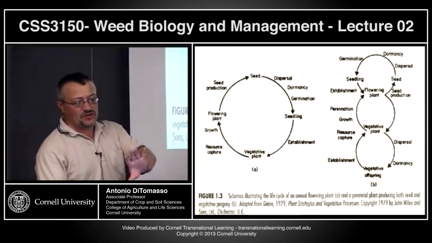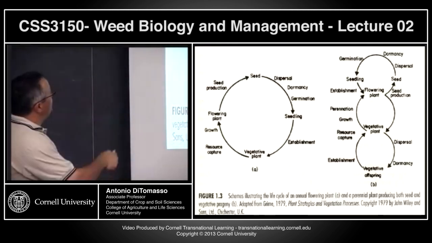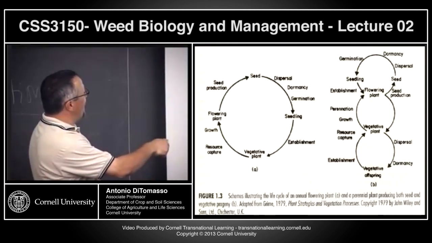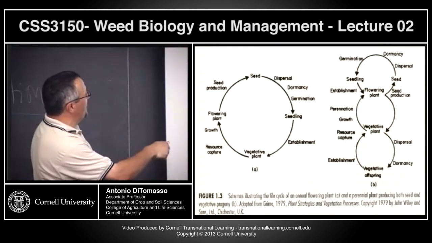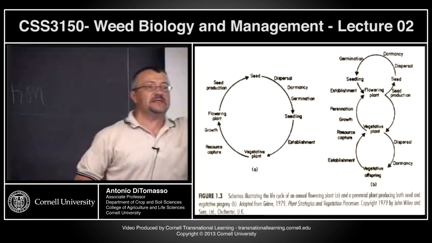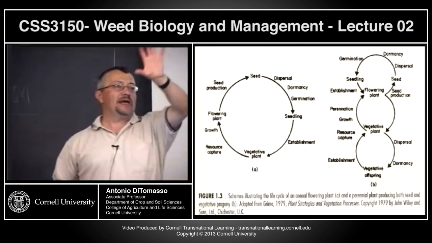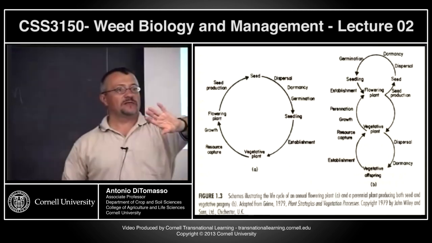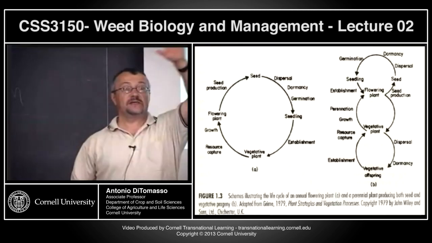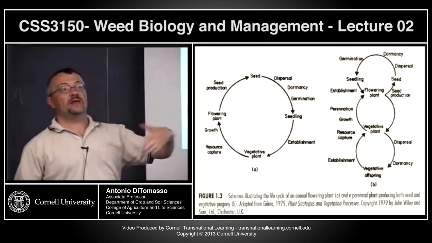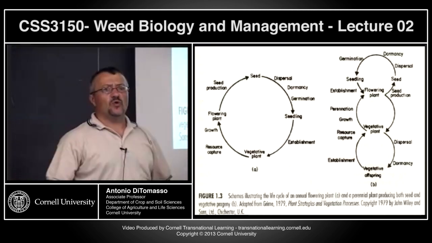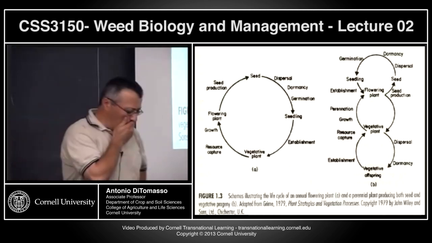I'll skip this. This is just showing you the basic life cycles of an annual or biennial, the different life cycles, okay? So an annual completes its life cycle in one growing season, goes from seed to seed in one growing season. A biennial will spend the first growing season as a rosette, flower in the second year and then die, and a perennial obviously can complete the life cycle over many years. It's the same plant over and over again. Okay? So here's a question for you.